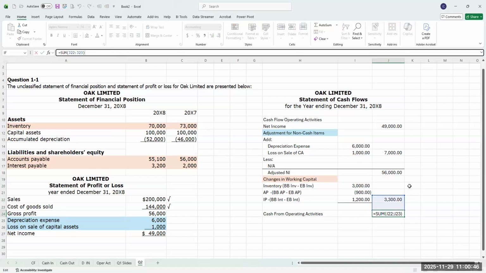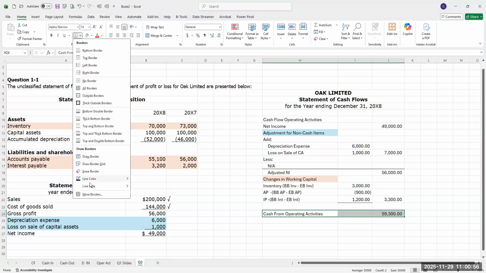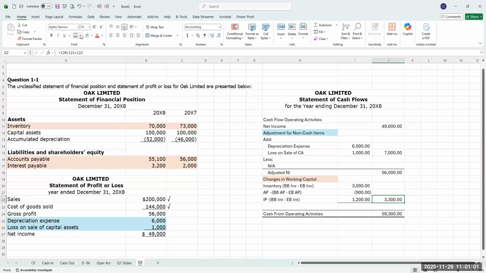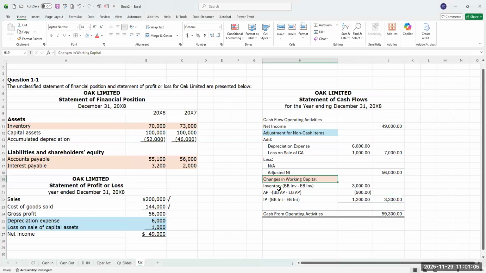So our cash from the operating activities in this case will not be 3,300. We have to adjust the formula to include all the way this 56. Our cash from operating activities in this case is $59,300. And that's how we get the operating activities on this question.